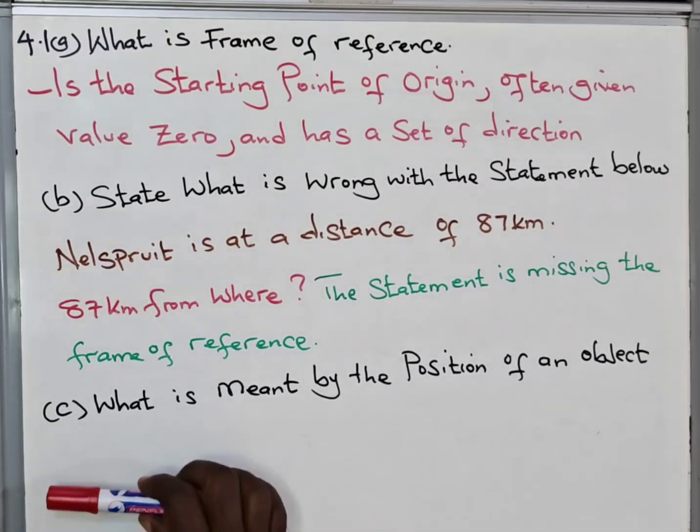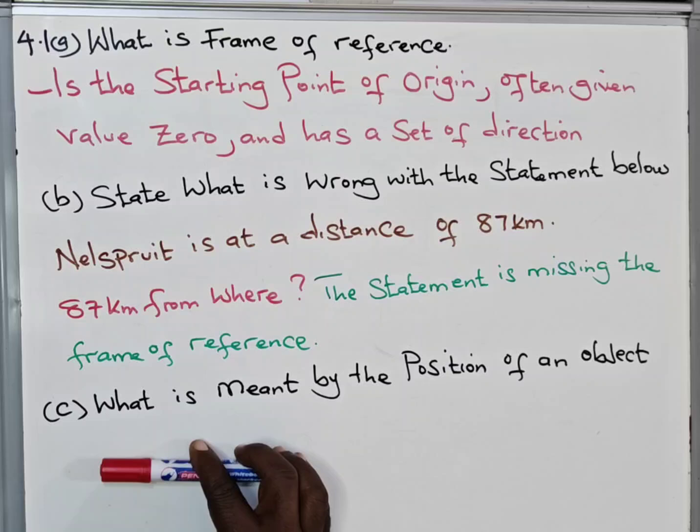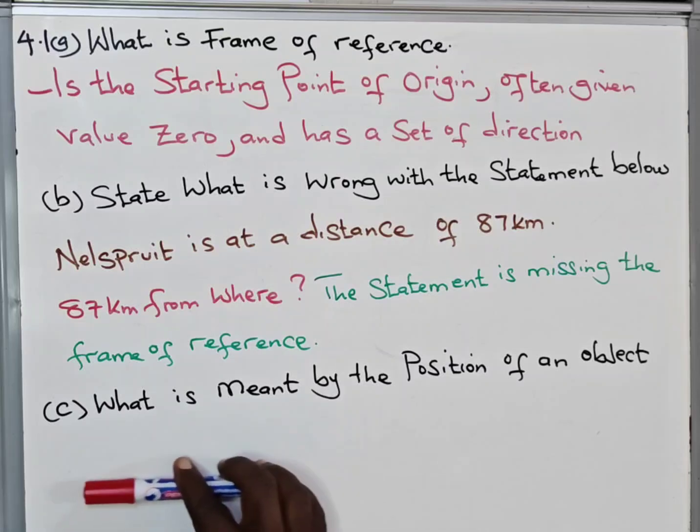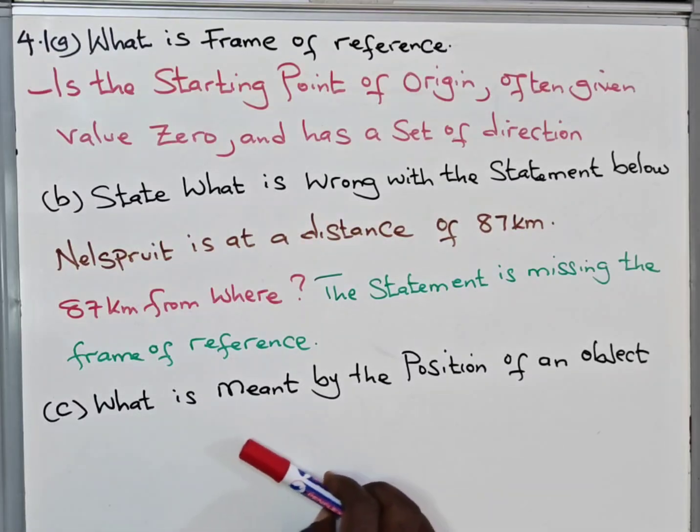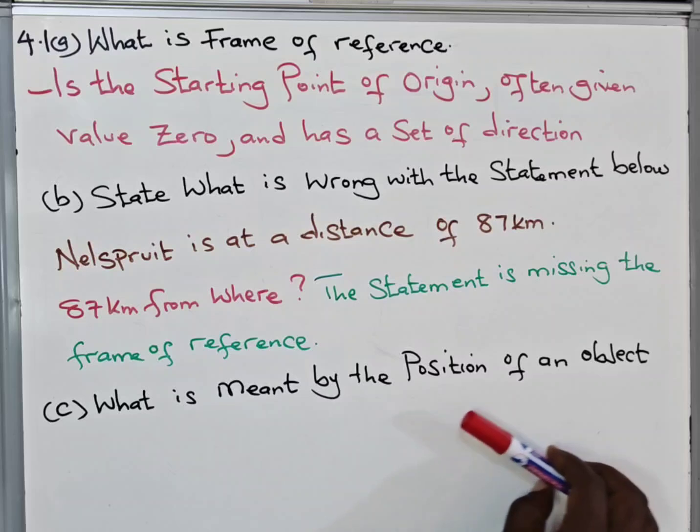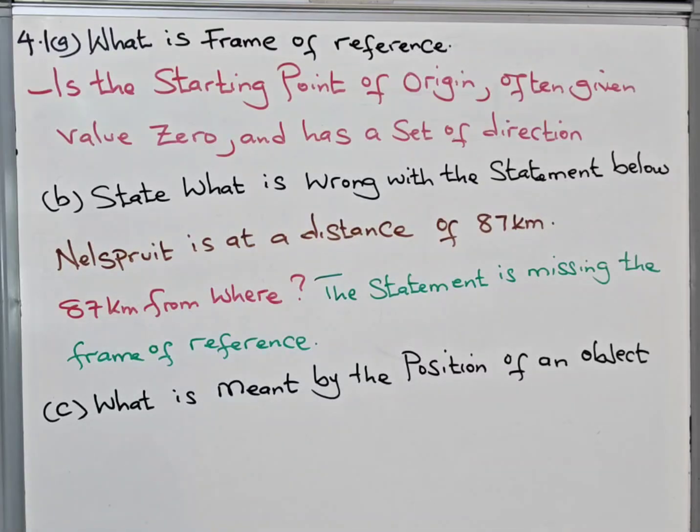Then we come to this question. It says, what is meant by the position of an object? Position of an object refers to the place occupied by an object.